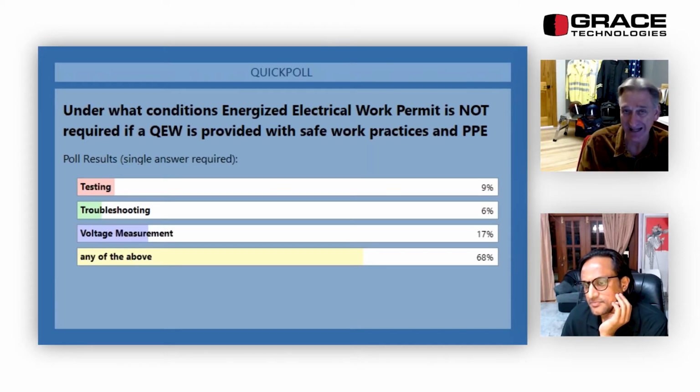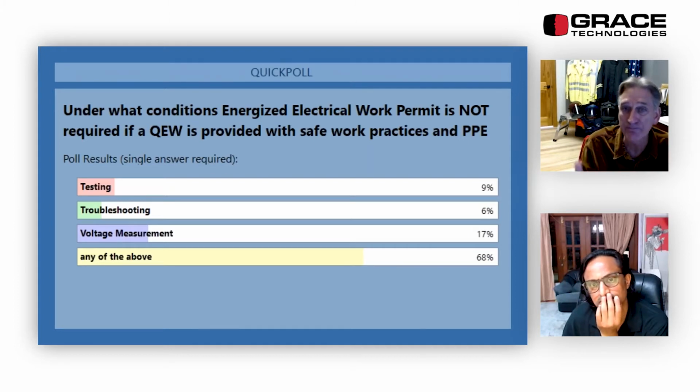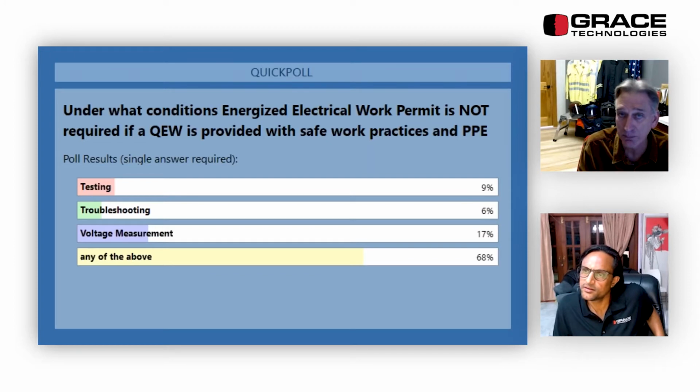In the informative annex in the back of 70E, there's a matrix, a chart that you'll work through to help determine if you need an energized electrical work permit. And the big thing is, are there exposed energized parts? Are you going to be within the restricted approach boundary? Are you going to remove anything? Are you going to replace a part?